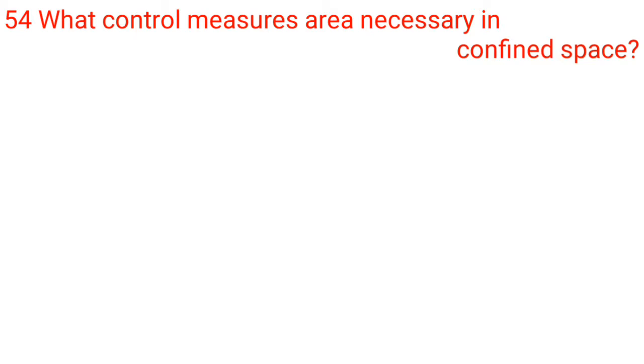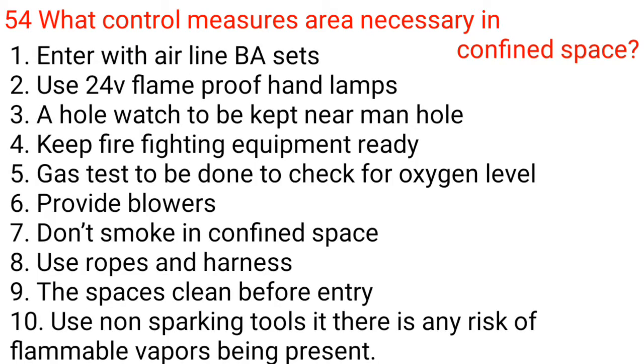54. What control measures are necessary in a confined space? 1. Enter with airline BA sets. 2. Use 24V flame-proof hand lamps. 3. A hole watch to be kept near the manhole. 4. Keep firefighting equipment ready. 5. A gas test is to be done to check the oxygen level. 6. Provide blowers. 7. Don't smoke in a confined space.